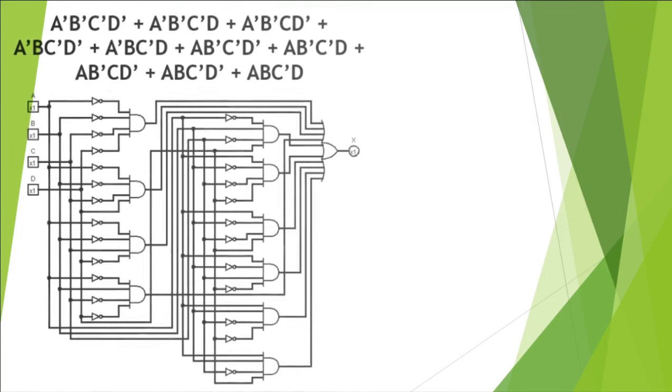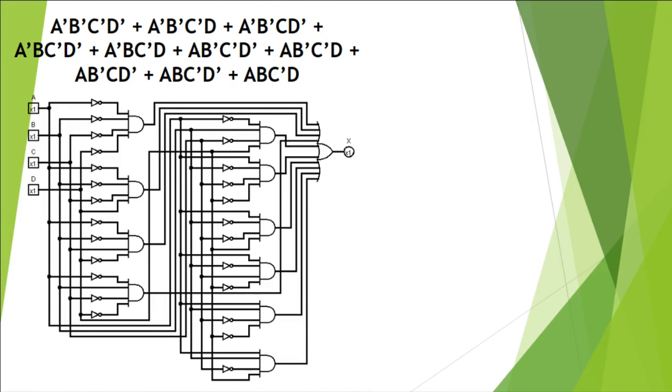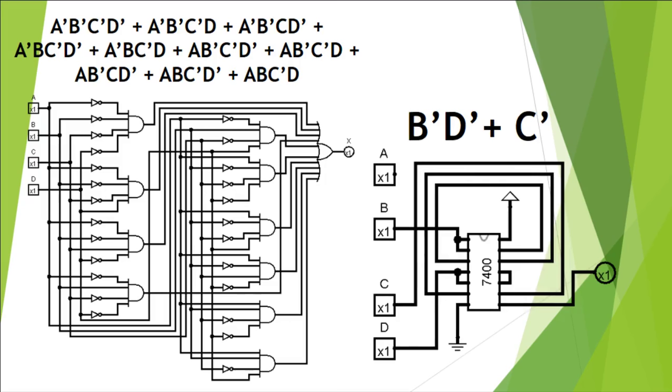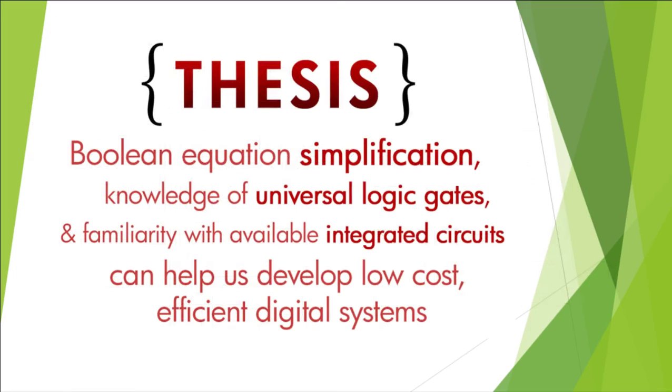So, to review, we started with this simulation from our original equation, and we're able to create this much more slick implementation through Boolean equation simplification, which we did with the K-map. An understanding of universal logic gates helped us use only NAND gates in our solution. And finally, knowing that a specific single integrated circuit held all the NAND gates we needed, we were able to finish off our solution in a much more efficient design. As a reminder, these were the points listed in our thesis.